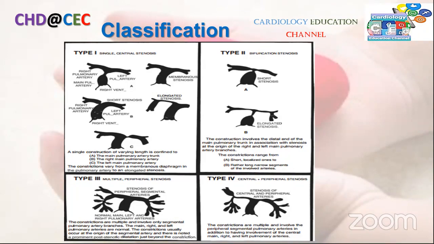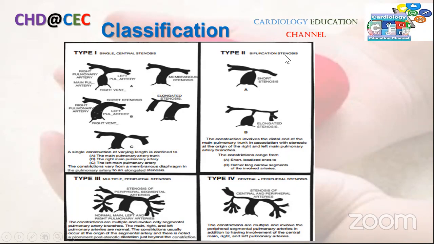It classifies the supravalvular type of pulmonary stenosis into 4 types. Type 1, when the lesion is single and central. So it's affecting the main pulmonary artery or one of its branches, either the RPA or LPA. And it can be type A, affecting the main pulmonary artery, type B, affecting the branches, maybe short segment or long segment. In image C here, it's affecting the origin of LPA.